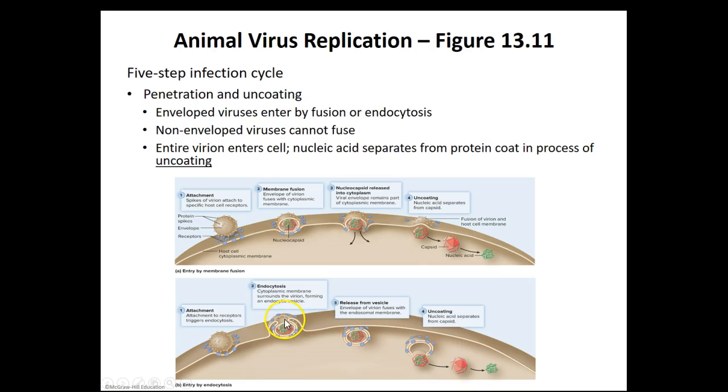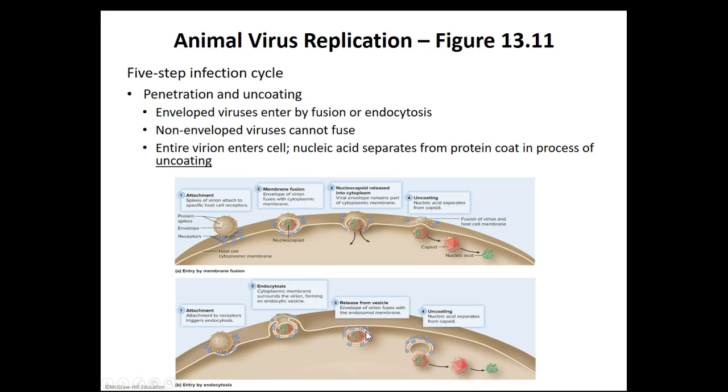As these extensions of the cell membrane, usually referred to as pseudopods, extend out and surround the enveloped or even what could be non-enveloped virus, you're going to eventually form a tiny little endocytic vesicle. As the two ends of the cell membrane pinch together, you will see now that that vesicle is going to be allowed to enter the host cell.